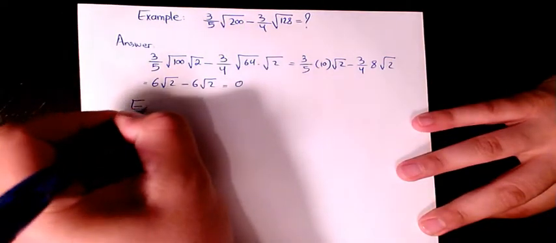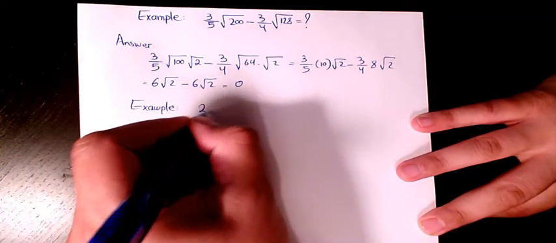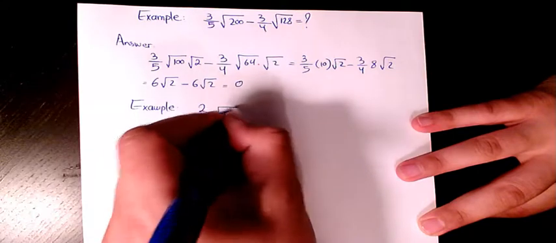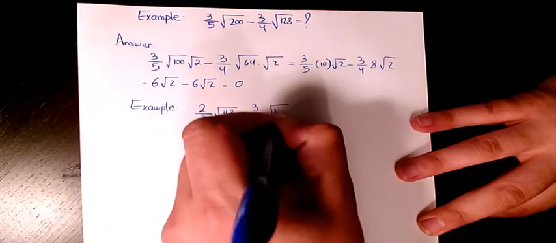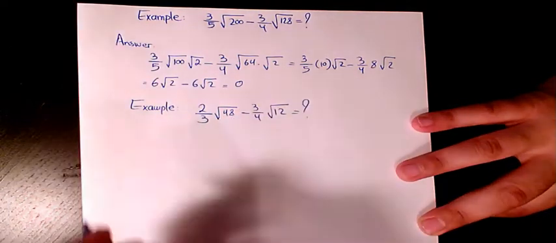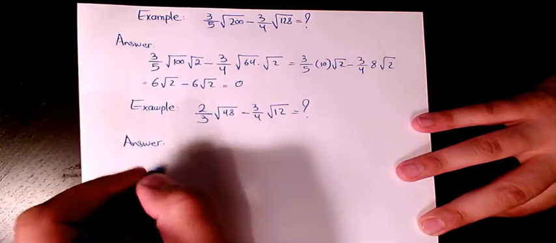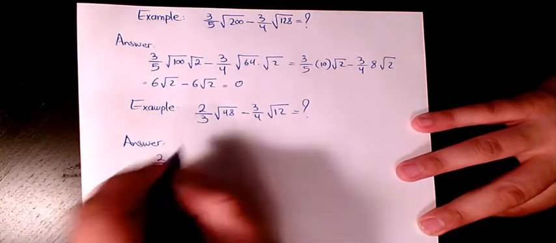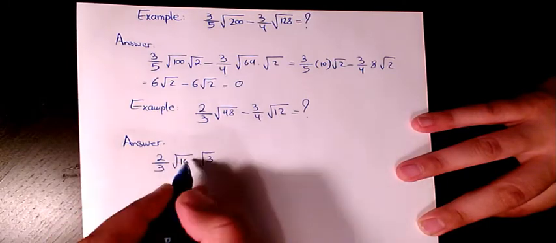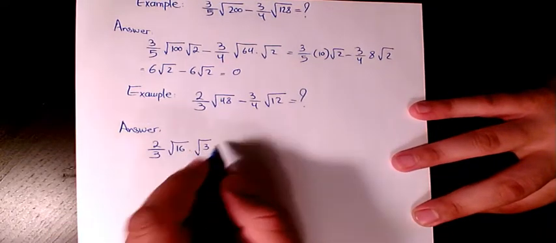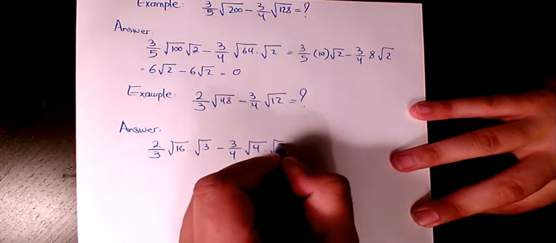Next example is 2 over 3 root 48 minus 3 over 4 root 12. The answer is 2 over 3. 48 is 16 times 3, so it's going to be square root of 16 times square root of 3, minus 3 over 4 square root of 4 times square root of 3.